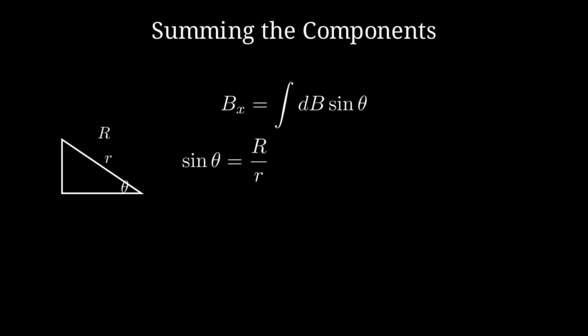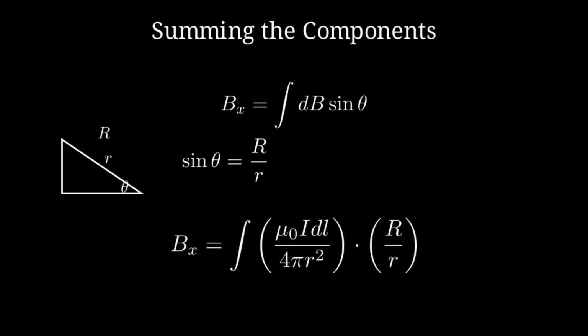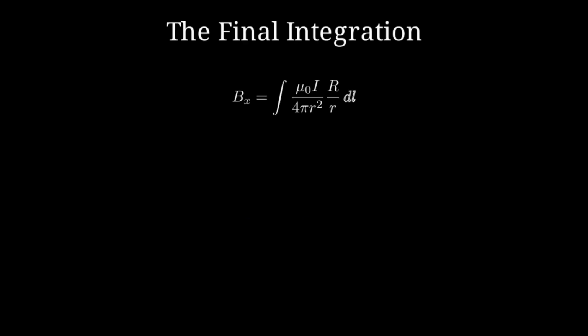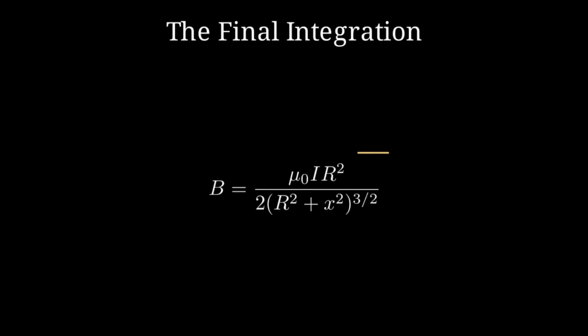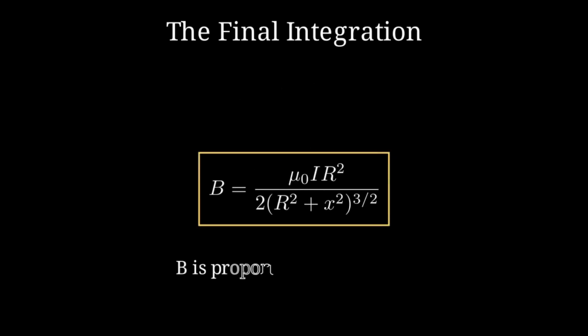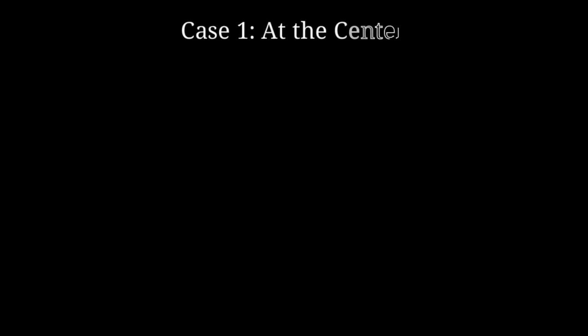Since only the axial components matter, we integrate dB times sine of theta around the entire loop. Note that sine of theta can be expressed as the radius r divided by the distance R. This allows us to rewrite our integral in terms of constants and the length of the wire. The integration is straightforward because the distance R is constant for all points on the loop. The integral of dl is simply the circumference of the loop, 2 pi r. After simplifying the constants, we arrive at our final expression for the magnetic field at any point x along the axis.